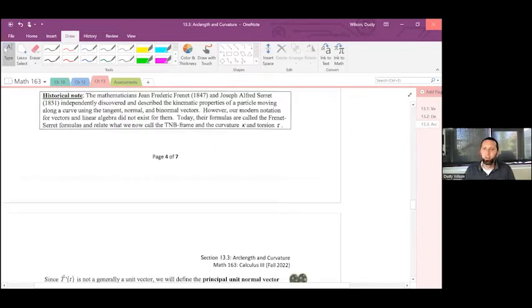Historical note. The mathematicians Frenet and Serret independently discovered and described the kinematic properties of a particle moving along a curve using the tangent, normal, and binormal vectors. However, our modern notation for vectors in linear algebra did not exist for them. So today, their formulas are called the Frenet-Serret formulas and relate what we now call the TNB frame with the curvature kappa and the torsion tau.